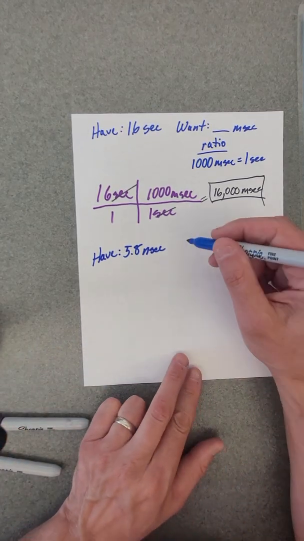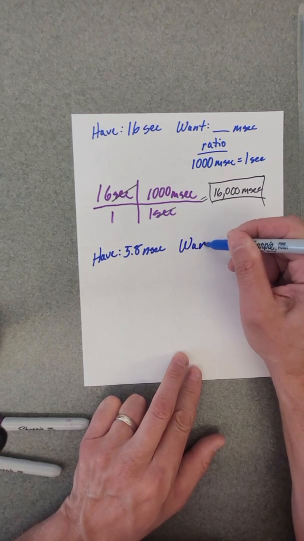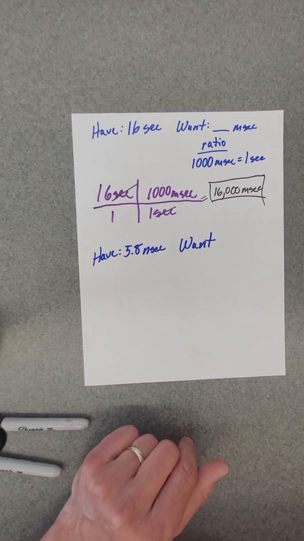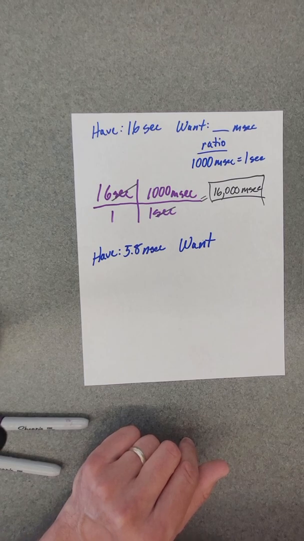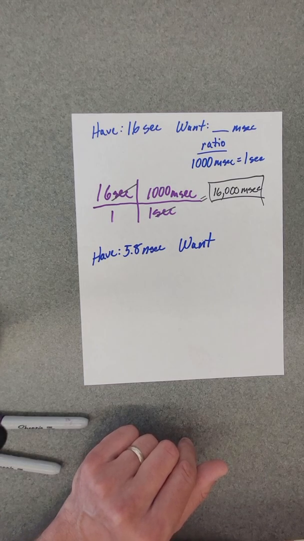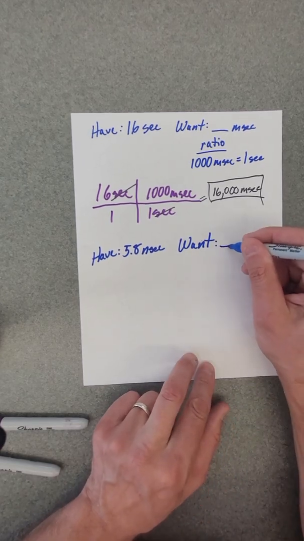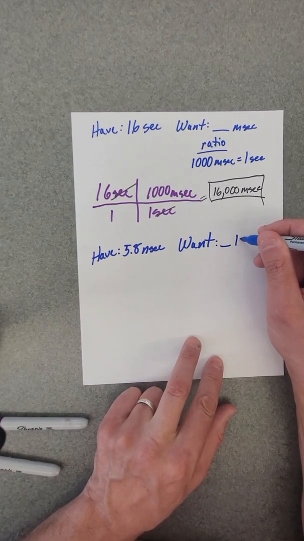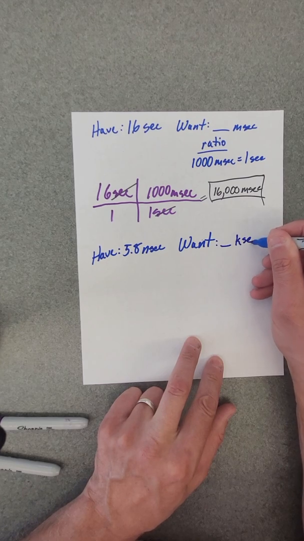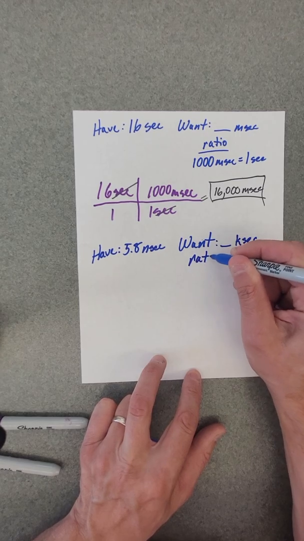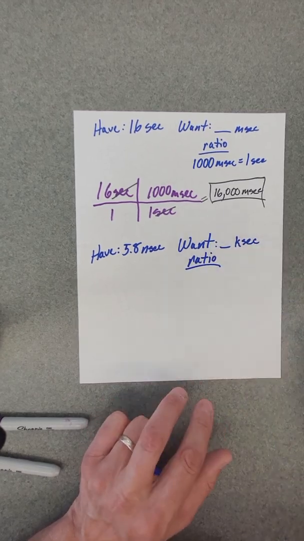So 5.8 nanoseconds, and maybe I want, let's go a little bit larger. And when I say larger, I mean on the other side of the base unit. So let's go like megaseconds or kiloseconds. Let's go to kiloseconds. So I'm going to go blank, and then I'm going to go K, lowercase k, and then seconds. So what do I need? I need some ratios, again, from my metric conversion sheet.